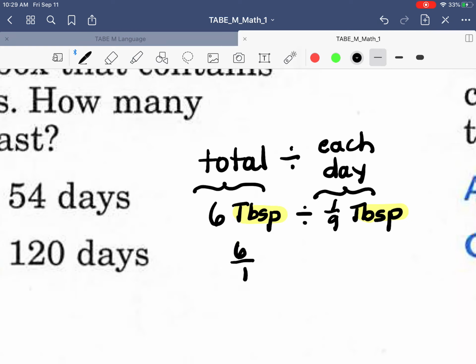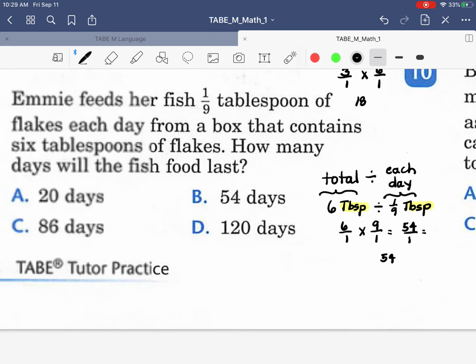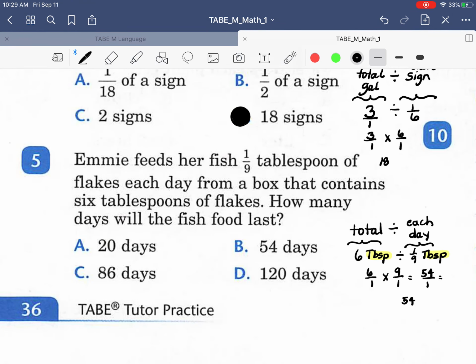6/1 times 9/1 is 54/1, or 54. The answer to number 5 is B, 54 days.